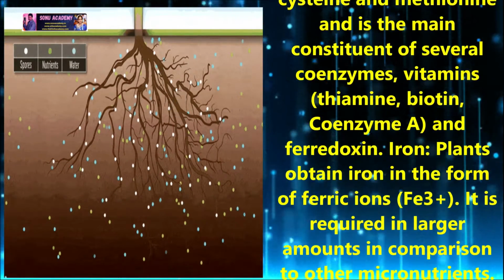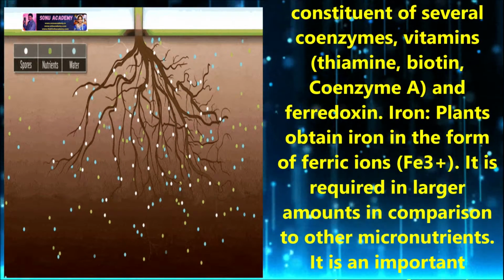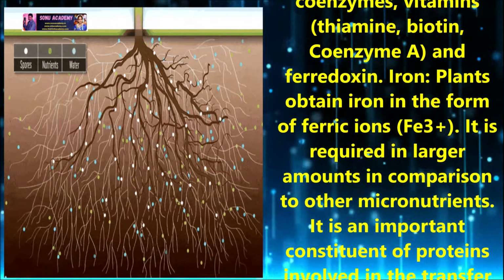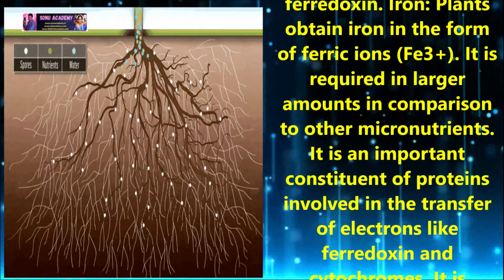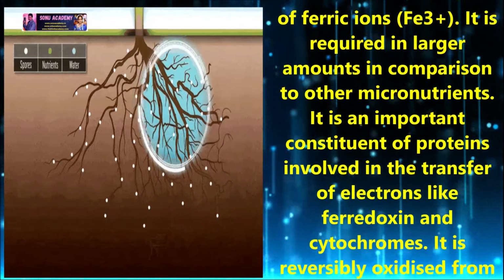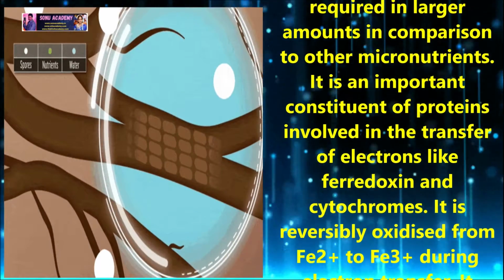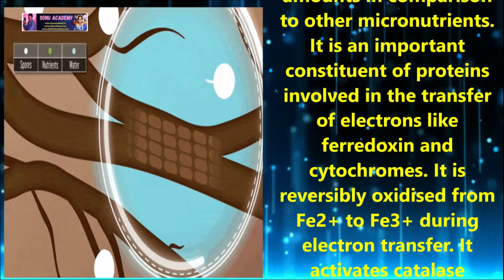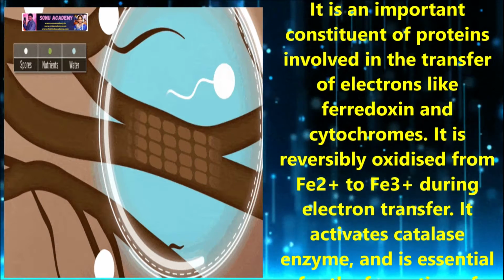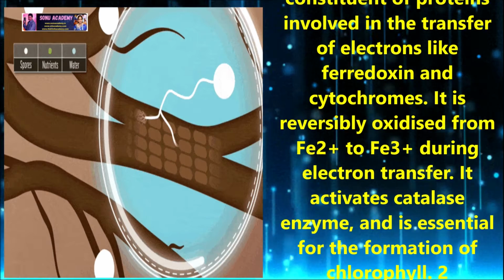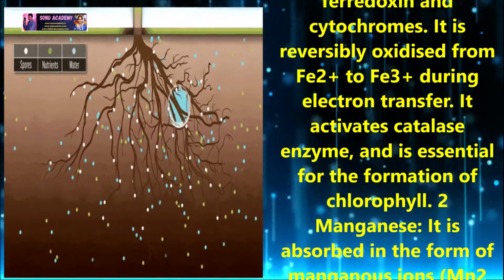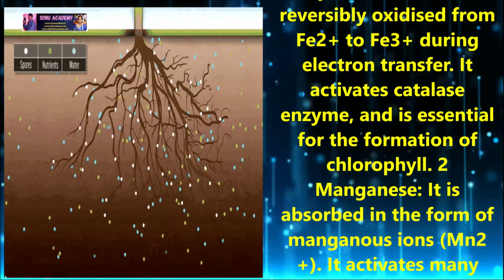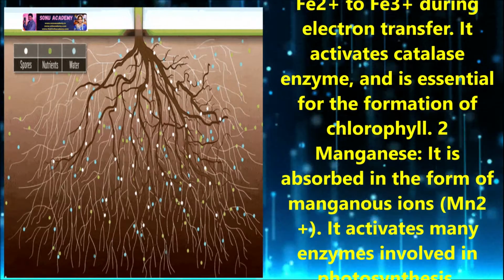Iron. Plants obtain iron in the form of ferric ions, Fe3+. It is required in large amounts in comparison to the other micronutrients. It is an important constituent of proteins involved in the transfer of electrons like ferredoxin and cytochrome. It is reversibly oxidized from Fe2+ to Fe3+ during the electron transfer. It activates catalase enzyme and it is essential for the formation of chlorophyll.